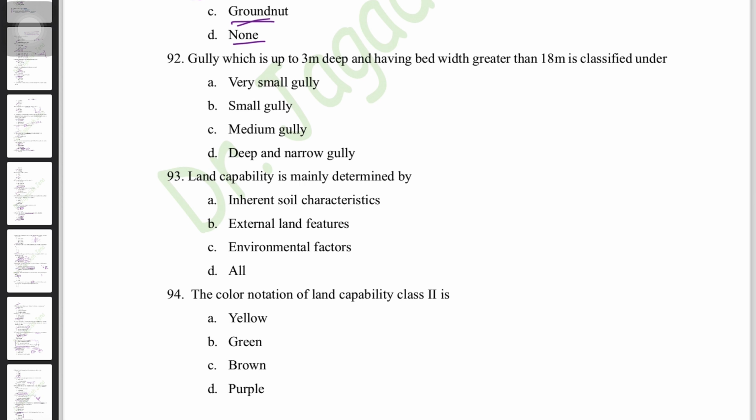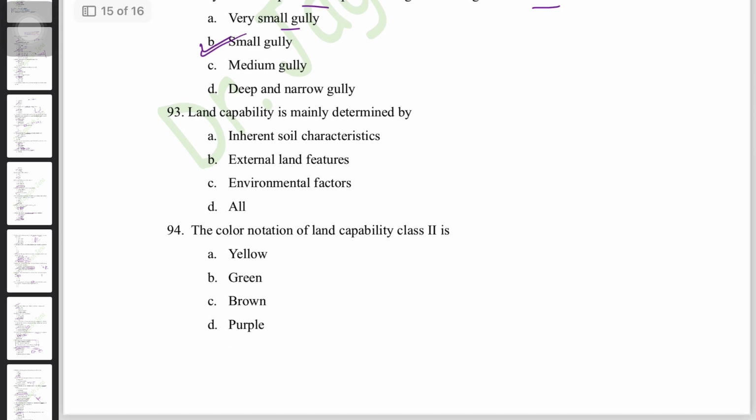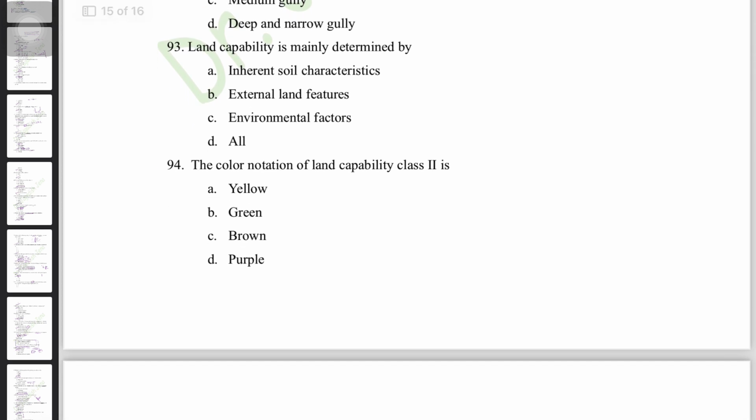Then gully which is up to 3 meter deep and having bed width greater than 18 meter, that is classified as small gully. If it is up to 3 meter and less than 18 meter, then that is very small gully. Then land capability is mainly determined by inherent soil characteristics, external land feature and environmental factor. All of these three factors: inherent soil characteristics, external land feature, environmental factor.